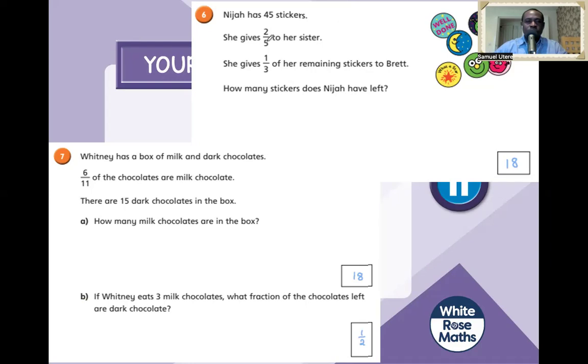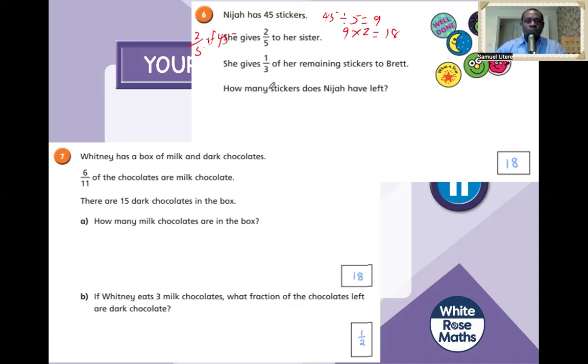So 2/5 of 45 will be 45 divided by 5. So that's our first step. So we want to work out 2/5 of 45, so we get the number of stickers she gives to her sister. So 45 divided by 5 is 9. 9 times 2 is 18. So she gave 18 stickers to her sister.